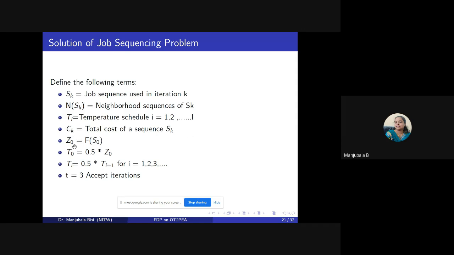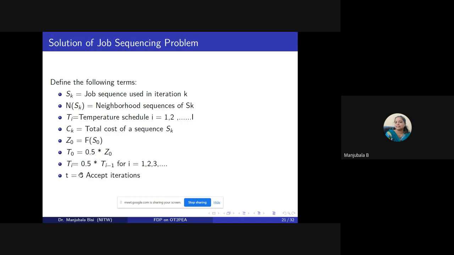Z0 is the objective value of the initial solution S0 that we are considering. Why is this Z0 required? To initialize the temperature value. So T0 equals, we could generate a random number in the range 0 to 1. This is only an assumption; you can fix a high temperature value also. So T0 is 0.5 into Z0.